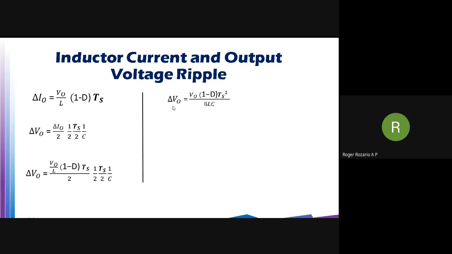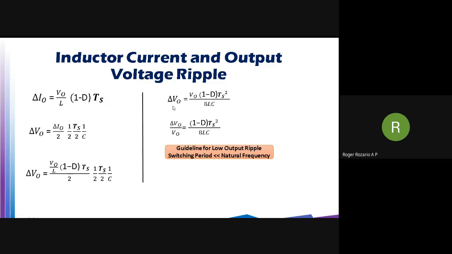So del V naught, the amount of ripple present in the output voltage, is equal to V naught into 1 minus D into Ts square divided by 8 LC. Usually we will not stop with this ripple content in the output voltage. We will use the normalized ripple value by dividing by the output voltage V naught. So the normalized ripple voltage present at the output is del V naught by V naught equal to 1 minus D into Ts square divided by 8 into LC. The V naught comes to the denominator.